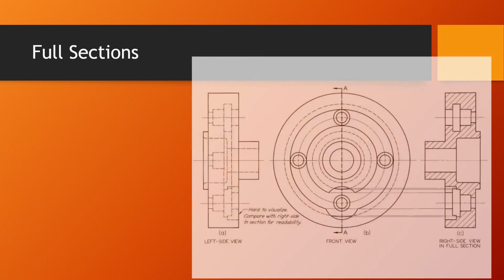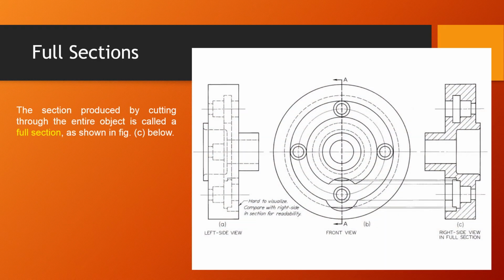Full sections. What is a full section? The section produced by cutting through the entire object is called a full section, as shown in figure C below. You can see the right side view in full section given here. Also there is hatching at 45 degrees. I will explain that in the coming slide.